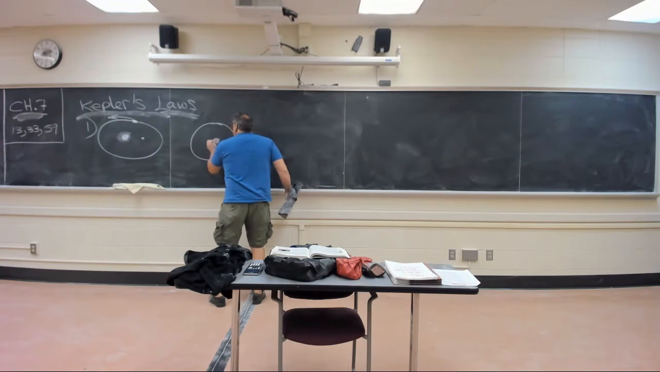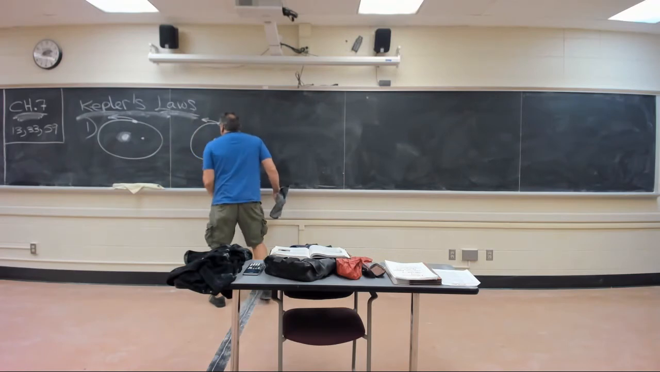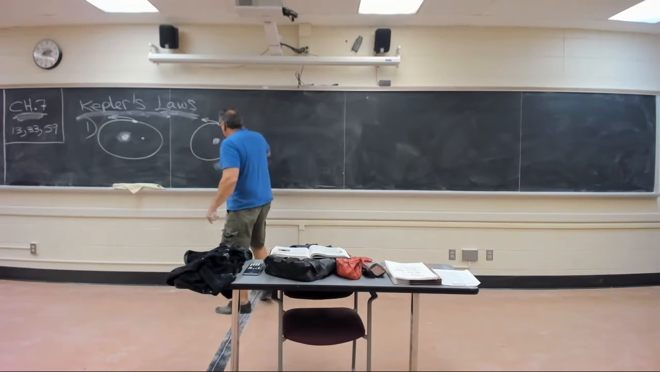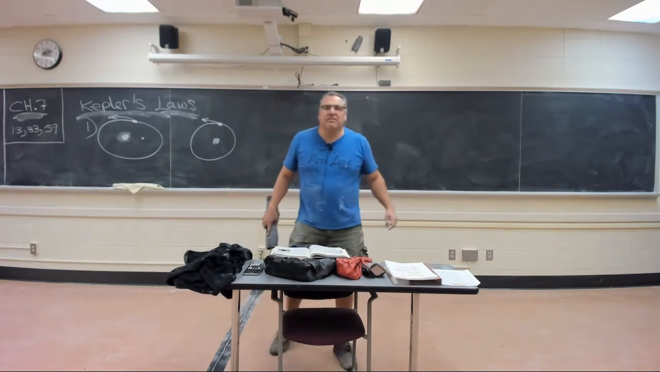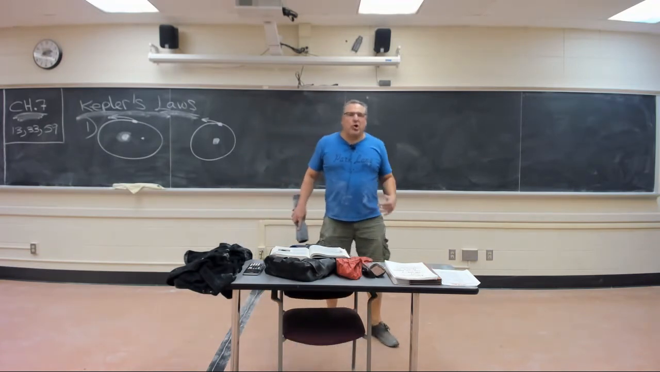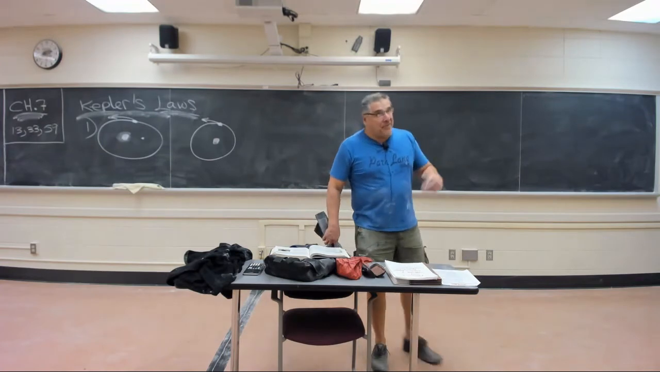The sun's right dab in the middle, and then it goes there. A circle is a special kind of ellipse. Every circle is an ellipse. Not every ellipse is a circle.